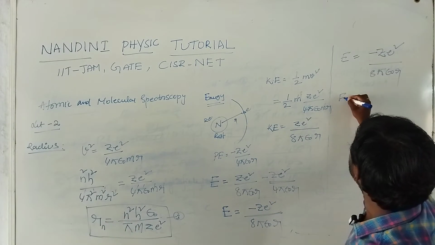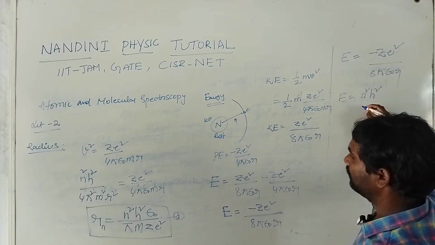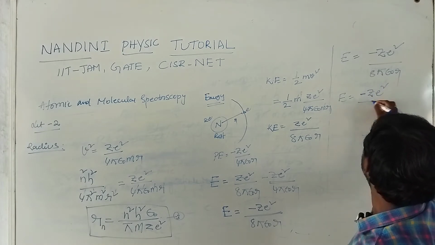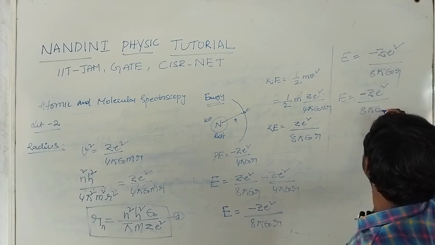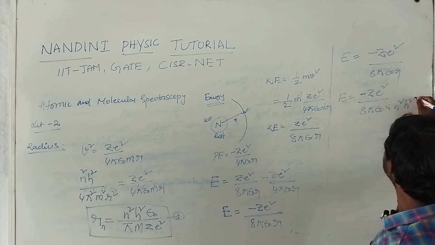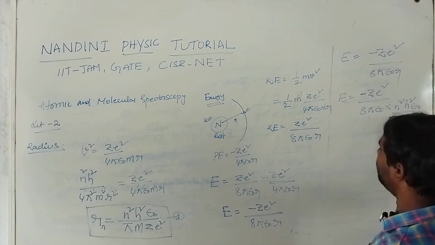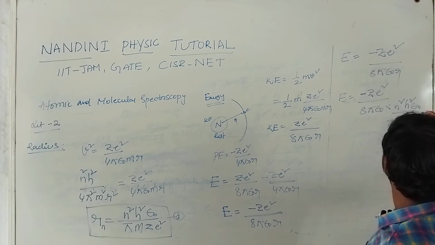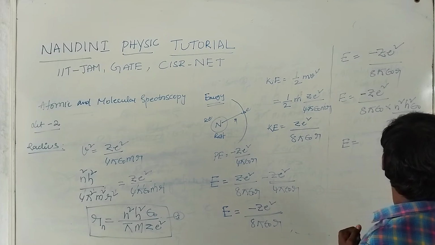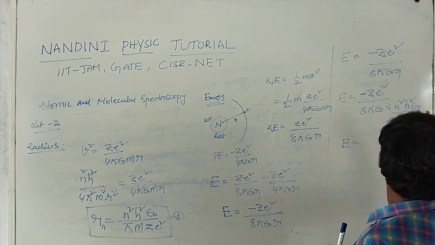So therefore E is equal to minus Z e square divided by 8 pi epsilon naught into what is the r value? r is nothing but n square h square epsilon naught divided by pi m Z e square. Okay. So simply this equation E will be written as, see, this pi will be cancelled.